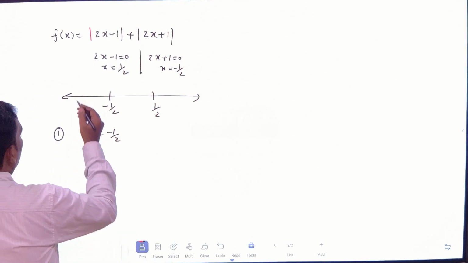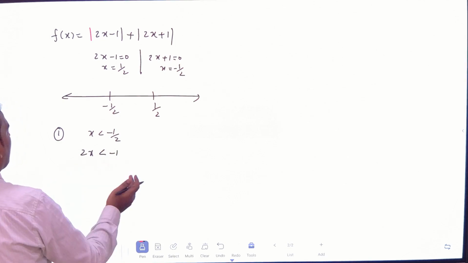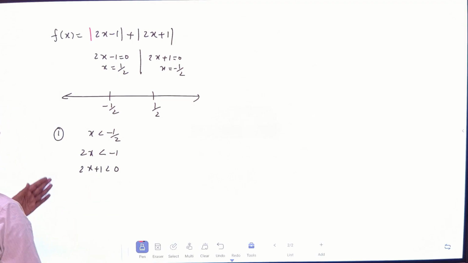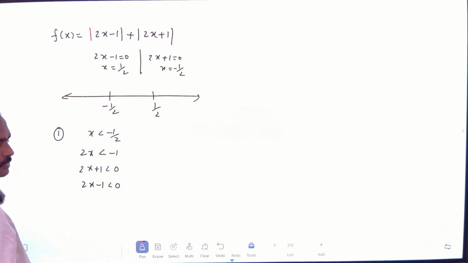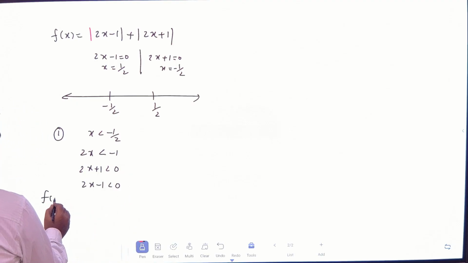So now you have to multiply 2 on both sides: 2x is less than minus 1. Add 1 on both sides: 2x plus 1 is less than 0. If you add minus 1 on both sides, 2x minus 1 is also less than 0. Clear? Okay. So in this case, how to define f of x?